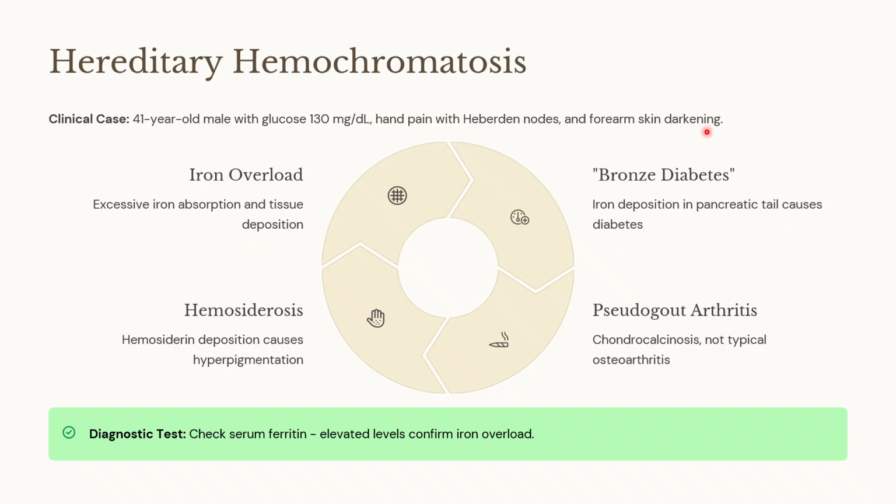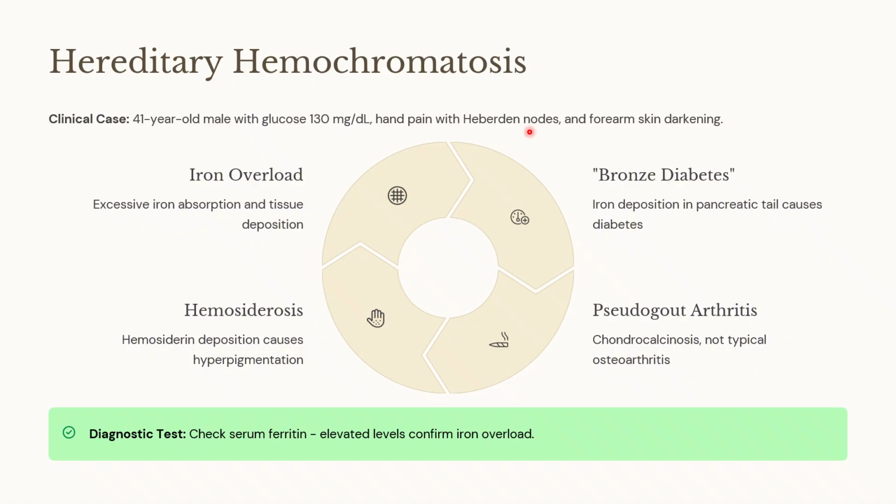The glucose of 130 milligram, that is, it presents with diabetes. Why? Because in hereditary hemochromatosis the excess iron gets deposited in the pancreas and the pancreas is not able to secrete insulin, therefore resulting in hyperglycemia. Why would they have hand pain with Heberden nodes? That is also seen in hereditary hemochromatosis because it presents with calcium chondrocalcinosis and all that, which is also seen in hereditary hemochromatosis because of the iron overload.